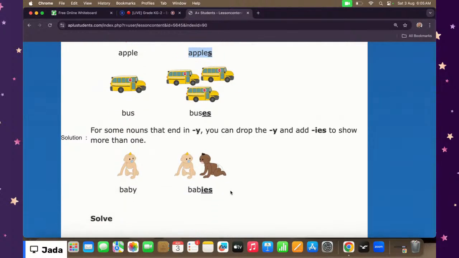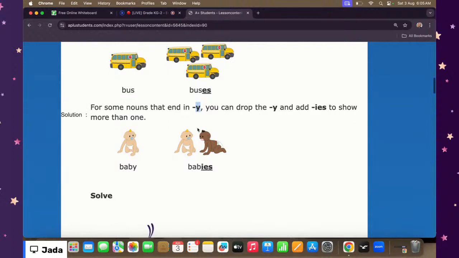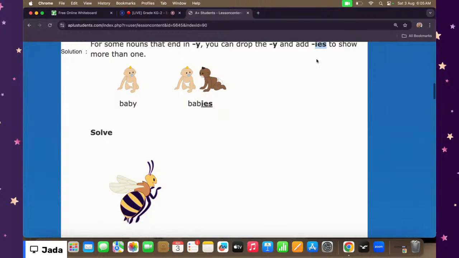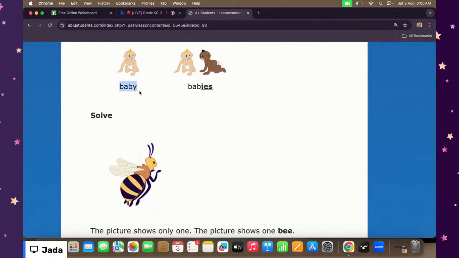For nouns that end in y, you can drop the y and add ies to show that it is more than one. So if you have a noun that is ending in y, you remove that y and then you change it to ies. For example, we have baby. Now baby is one. But if you want to say that you have more than one baby, you have to change the y and put ies. Make it ies.